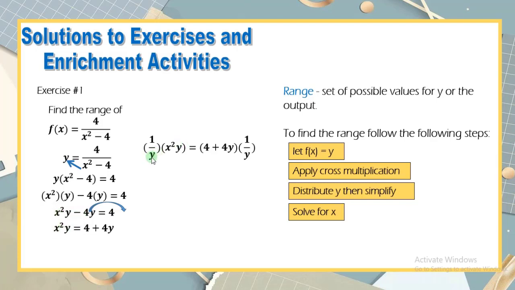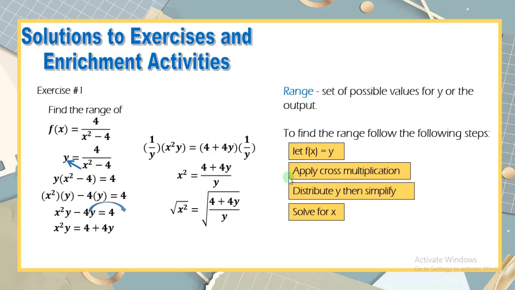So that is why we multiply both sides of the equation by 1 divided by y, which is the reciprocal of y, in order to eliminate y. So that becomes x squared equals 4 plus 4y divided by y.